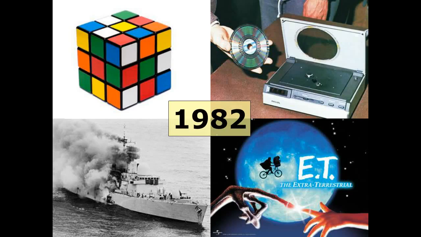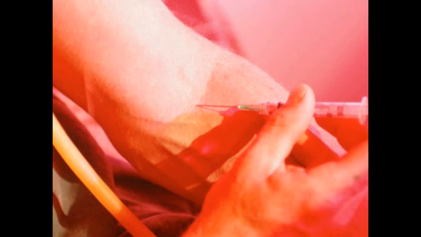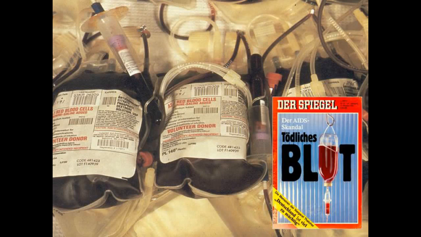Then comes 1982. That was the year when Erno Rubik had his Rubik's Cube launched, the year of the first CD player, the year of the Falklands War, and the movie which was extremely popular in 1982 was E.T. And that was also the year that we realized that HIV was transmitted using intravenous drug use. So it was not only in the gay community, also intravenous drug users would have it.